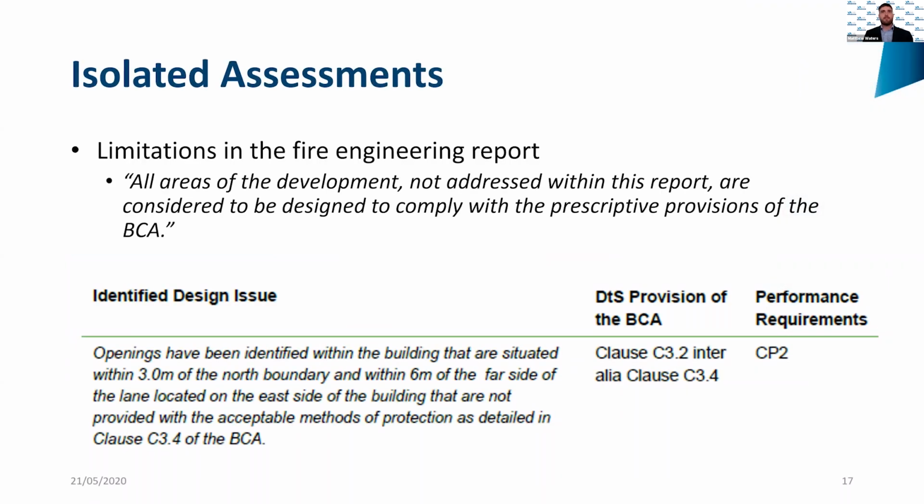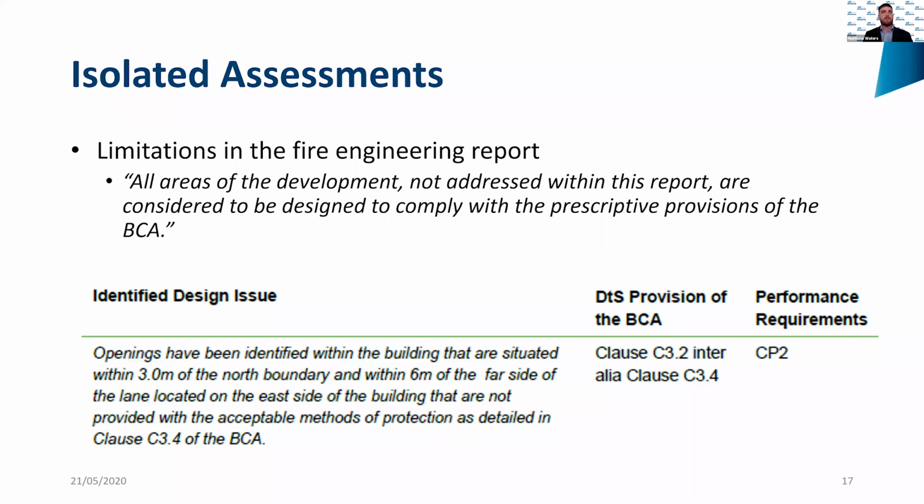So we have an example on the screen of some excerpts from a fire safety engineering report for a multi-storey mixed-use building, and it contained class 6 and 7A on the ground floor, and then it had 3 levels of class 2. It's obviously very common for fire safety engineering reports to contain limitations. And that's due largely to the fact that a fire safety engineer is typically only engaged to provide a solution for a specific component of a design. And it's normally a DTS non-compliance that's identified somewhere in the design.